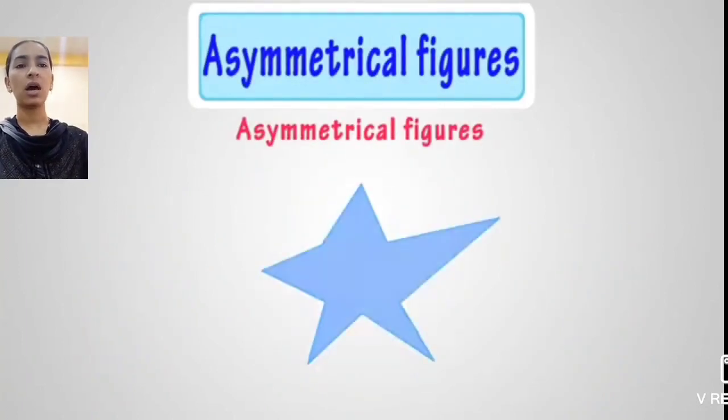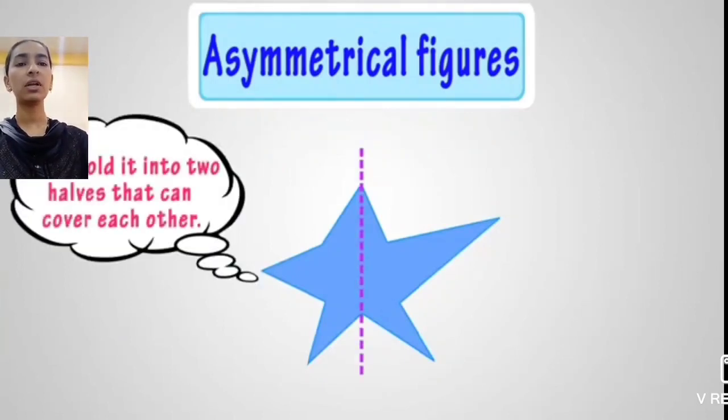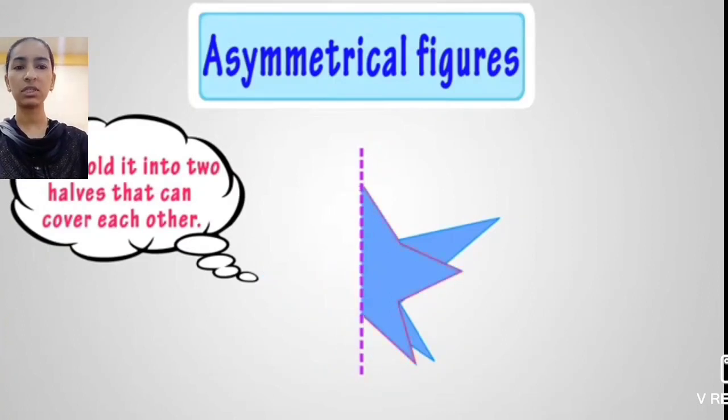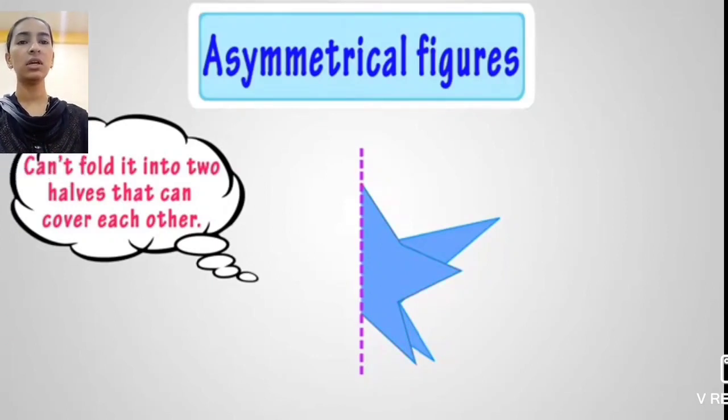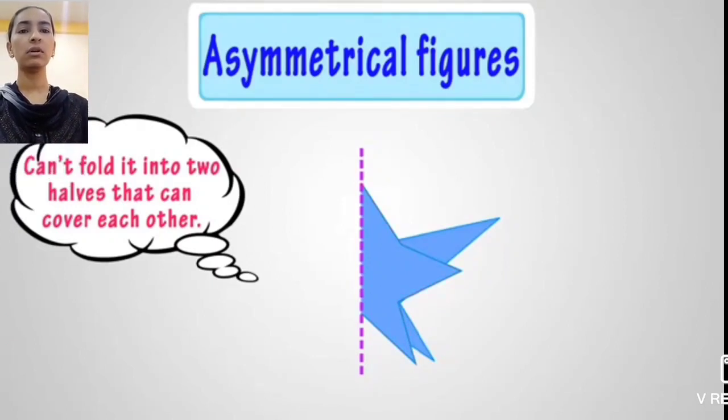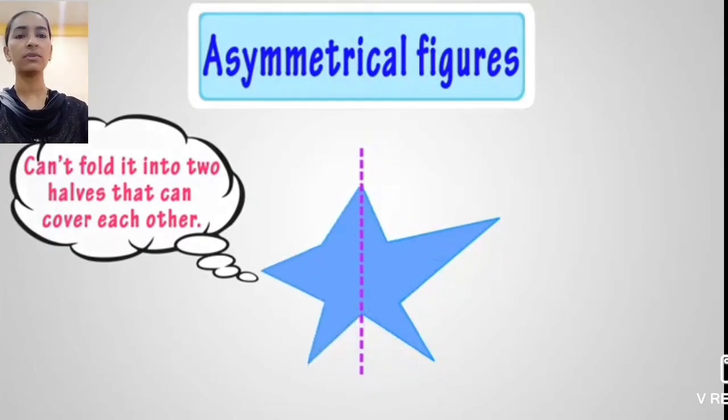Now the asymmetrical figures. Which are the asymmetrical figures? Now you can see this figure. If I draw a vertical line, does it cover the other half? No, it doesn't cover the other half. Yes students, you can't fold it into two halves that cover each other.